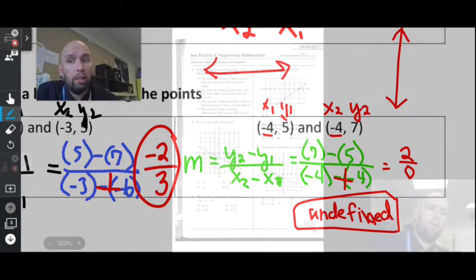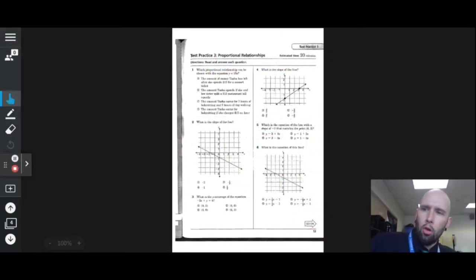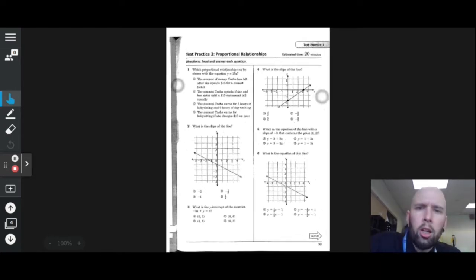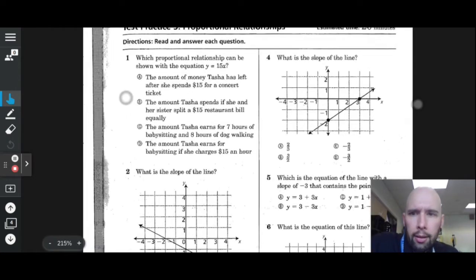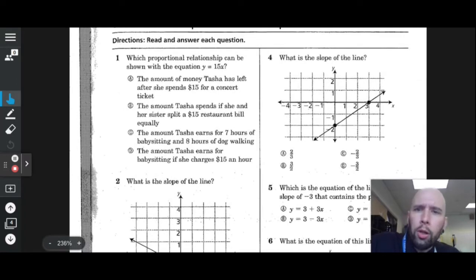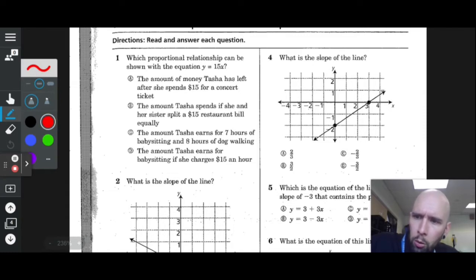How about that? So let's look at a bunch of examples. You ready? I sure am. All right, so 20 minutes. Let's see how long it takes us. Which proportional relationship can be shown with the equation y equals 15x? Well, that is proportional because it would go through the origin. But let's see what they want.